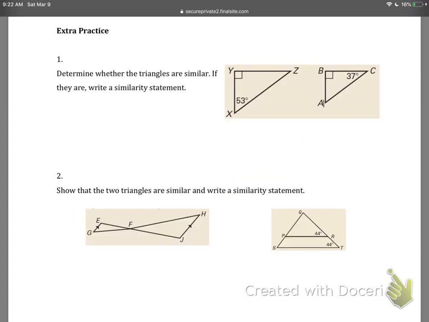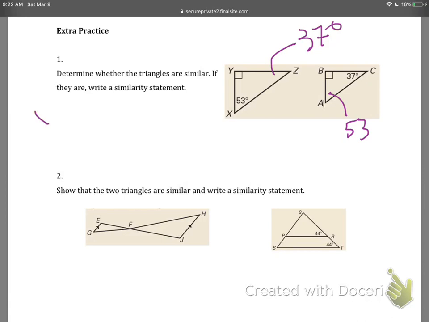Okay, that takes us to the extra practice section. It says determine whether the triangles are similar, and if they are, write a similarity statement. So again, we're missing an angle. Solve for the missing angle first, and then we can talk about similarities. So when I do my math, 180 minus 90 minus 53, I get 37 degrees here, and therefore I'm going to get 53 degrees here. So these triangles are similar. Now write your similarity statement.